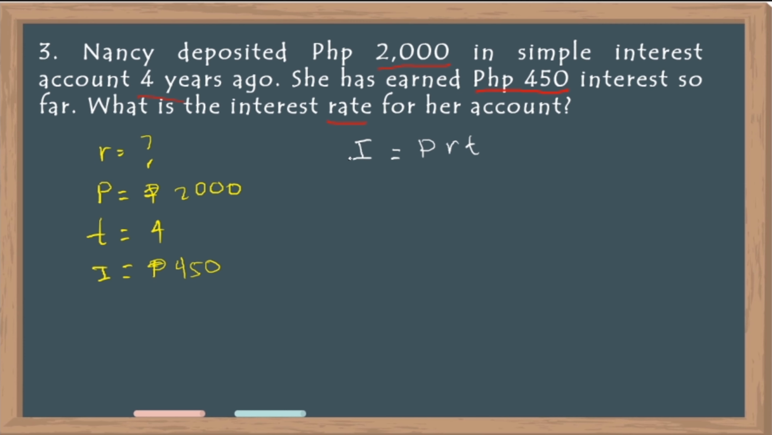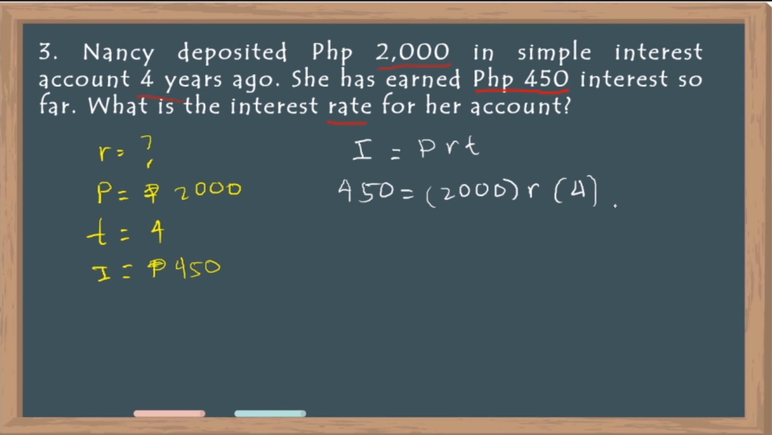What is our I? Meron tayo. That's 450. What's our P? That's 2,000. What's our rate? Wala po tayong rate. So, iyan po kasi ang hinahanap natin. So, we just write R. What is our time? That is 4.